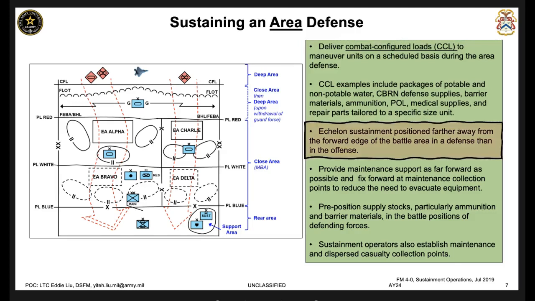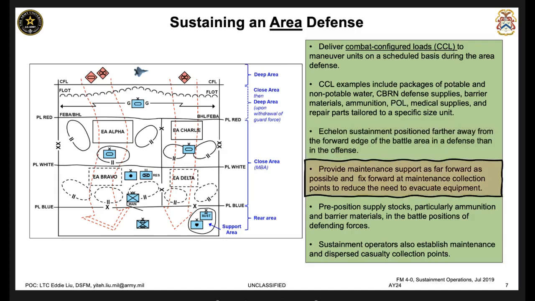During an area defense, sustainment elements are typically positioned further from the front compared to offensive operations to support the battle area's edge. Maintenance efforts are extended as far forward as possible. Forward fixing at maintenance collection points is encouraged to minimize the need for evacuating equipment.